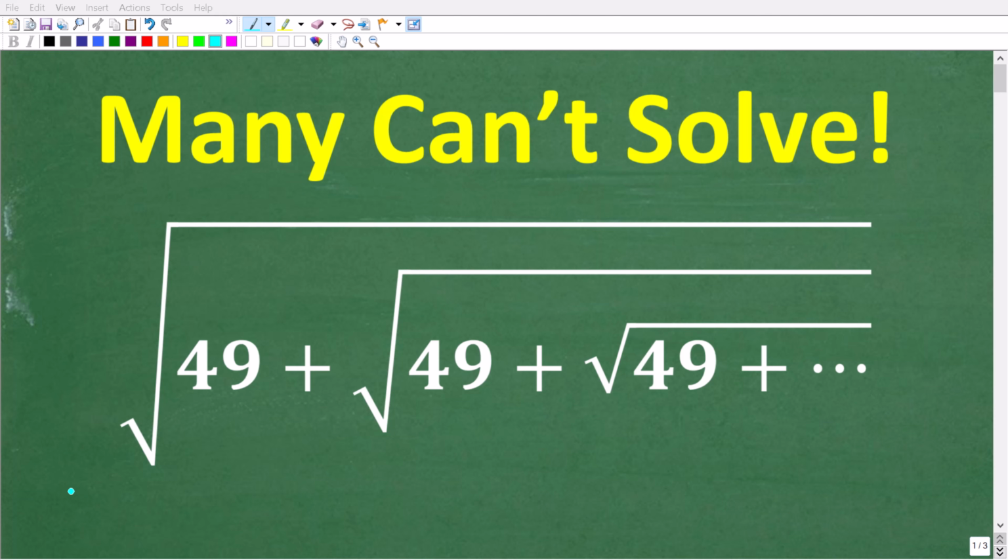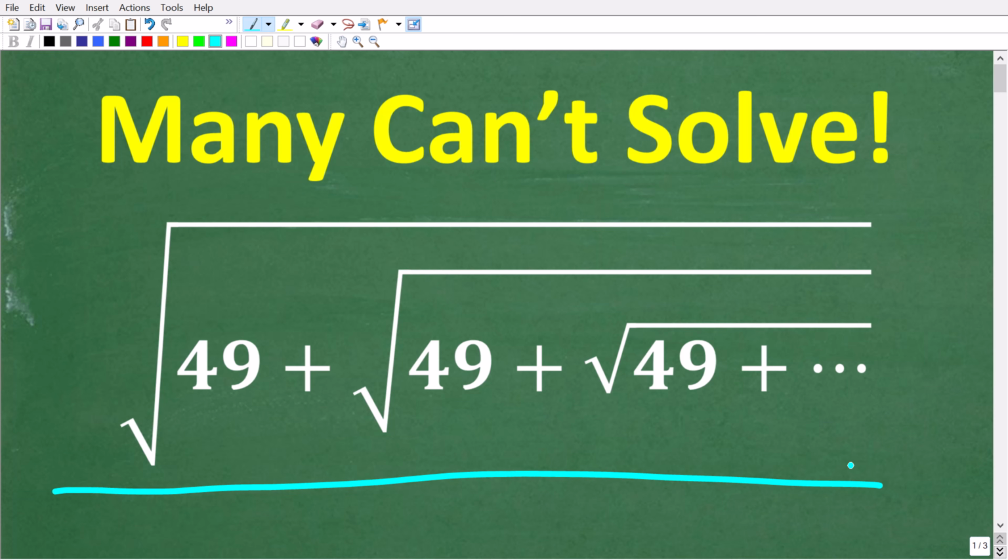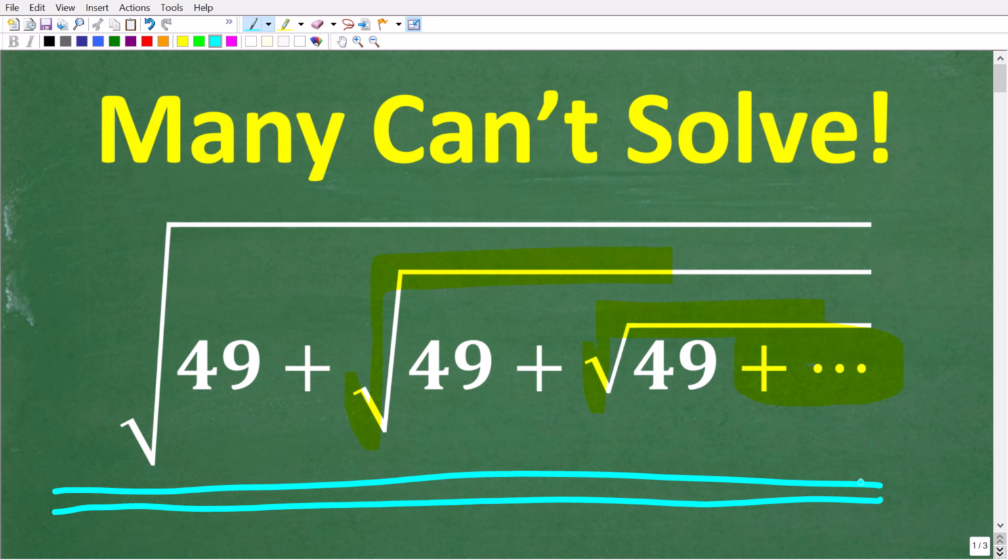Many people are going to look at this problem and immediately think there is no way I can solve this, because what we have here is a square root inside of a square root inside of a square root, and it goes on forever. So the real question here is, can we even solve this? Is this even possible, to get a solution to this entire crazy looking expression? Or is this some sort of math trick question?